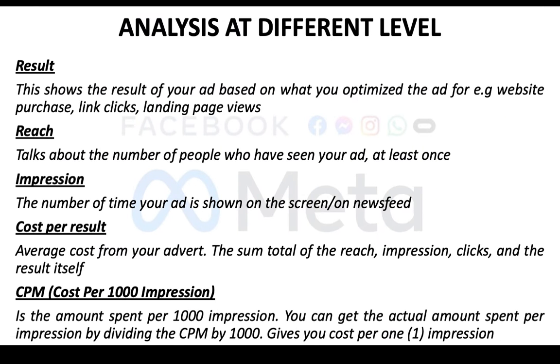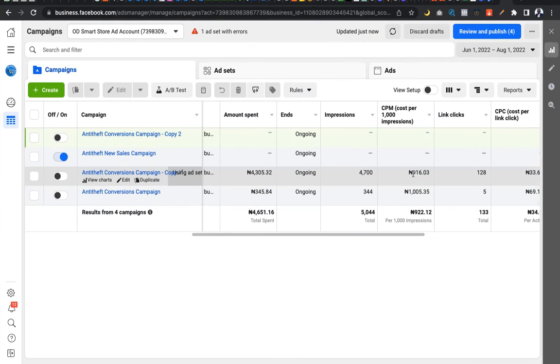So this is why I wrote here that you can get the actual amount spent per impression by dividing CPM by 1000. You understand? That means you divide 916 by 1000 for you to get the actual amount they charged for 1 impression. So that actual amount charged for 1 impression times 1000 will now give you the amount they charged for 1000 impressions. So this is the amount they charge per every 1000 impressions.